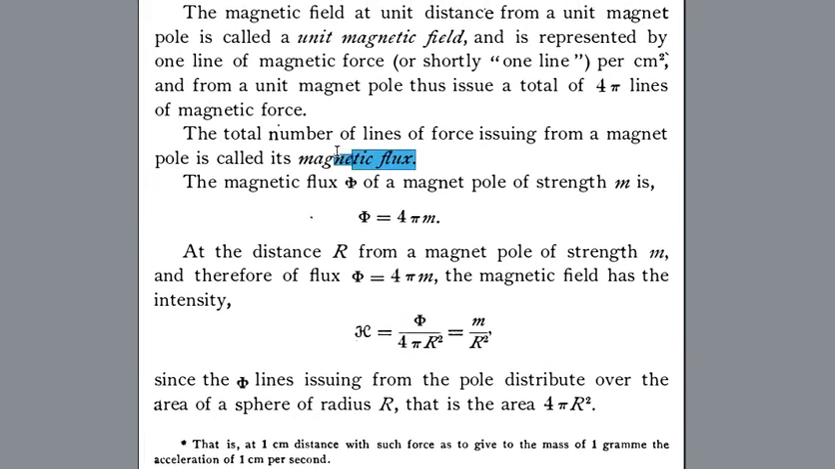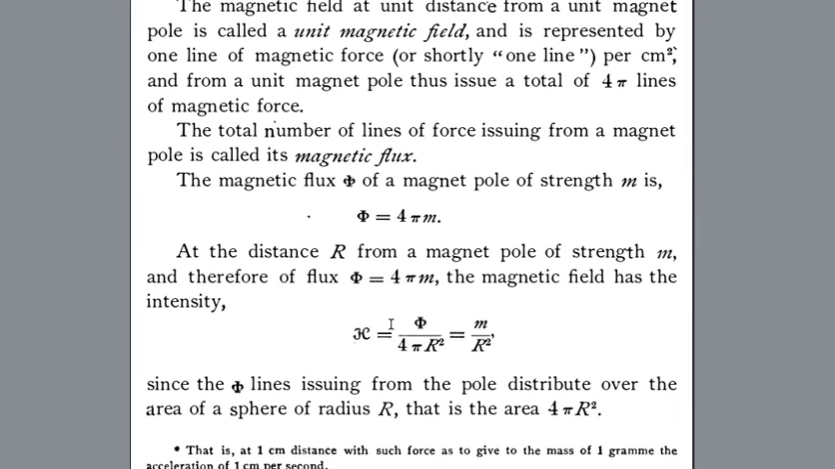The magnetic flux, denoted as φ, of a magnet pole of strength m is φ = 4πm. At a distance r from a magnet pole of strength m, and therefore of flux φ = 4πm, the magnetic field has the intensity H = φ/(4πr²), which reduces to H = m/r², since the φ lines issuing from the pole distribute over the area of a sphere of radius r, that is, the area 4πr².